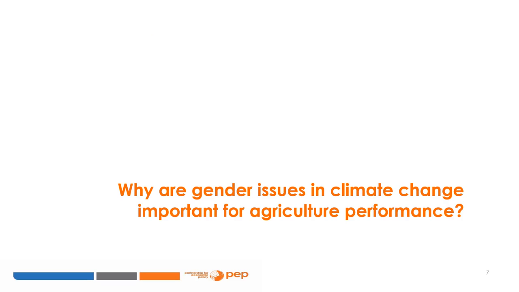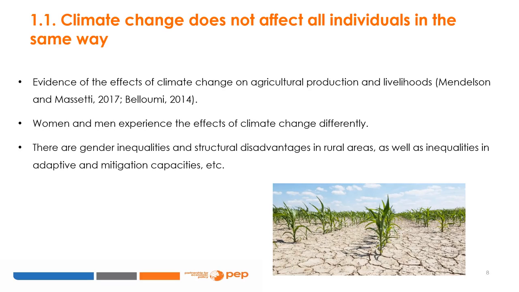First of all, we need to understand why gender issues and climate change are important for agricultural performance. According to the literature, climate change does not affect all individuals in the same way. There's ample evidence that climate change is having serious effects on agricultural production and the livelihoods of millions of farmers. We could see the works of authors such as Mendelssohn and Massetti in 2017, or Bellomi in 2014.